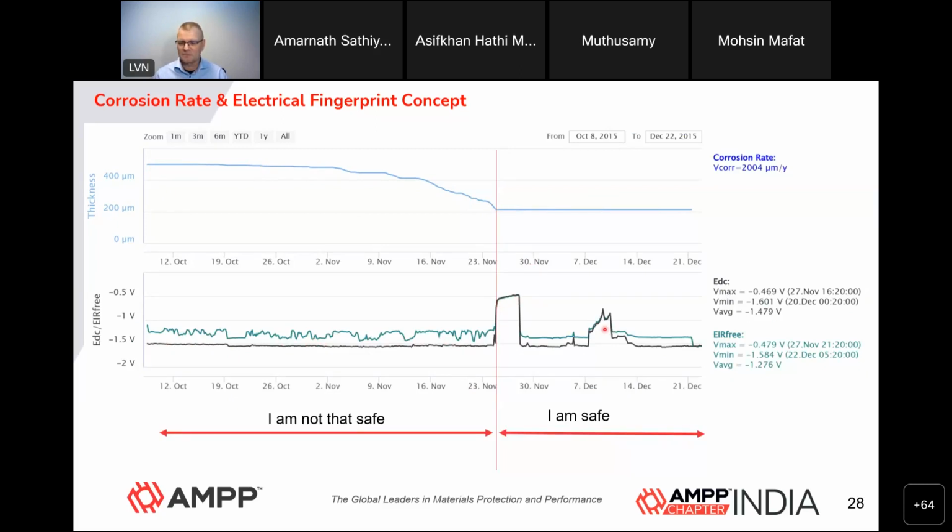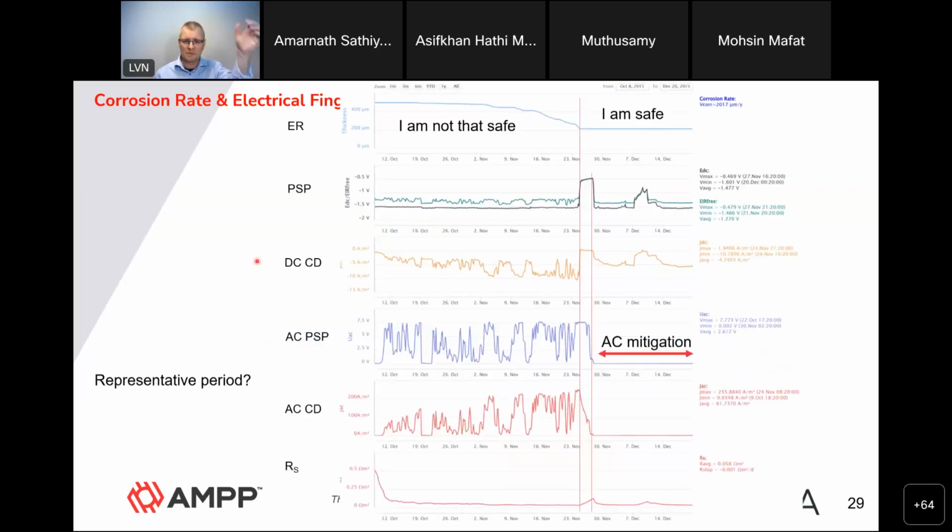And here you're safe again. So how can that be explained? Well, you can go and have a look at the electrical fingerprints, which is the DC current density as well as the AC pipe to soil potential, AC current density, and the spread resistance. And what you will actually see here in the region that you by potential measurement have deemed to be safe, you do have quite a lot of DC current density.